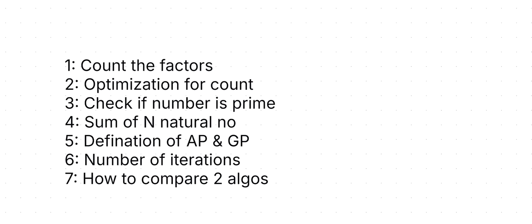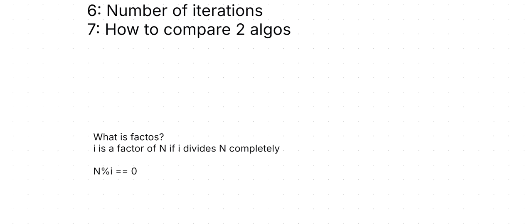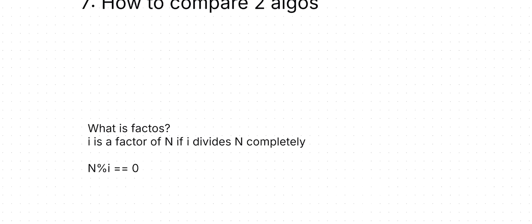So first we will start with what a factor is. I think everyone knows what a factor is. I is a factor of n if I divides n completely. So we can say if n modulo I is equal to 0, then I is a factor of n.